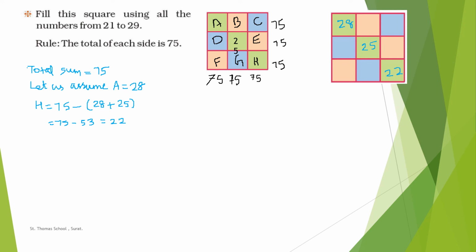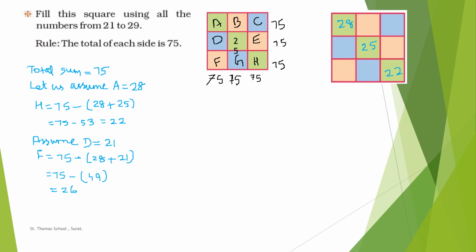Now let us find out the next. Before that we have to assume. So let us take D. We are assuming the D alphabet as 21. Clear? So how would you find out the next? You can find out F. So F is equal to 75 minus the total of A and D. A is 28 and D is 21, that is 28 plus 21 gives you 49. So if you deduct it, your F is 26.